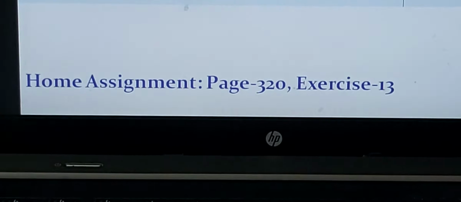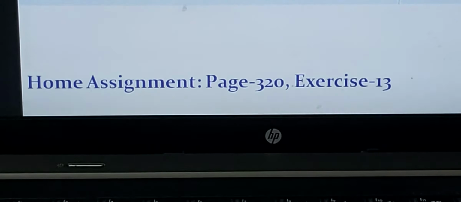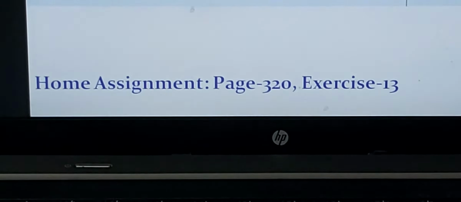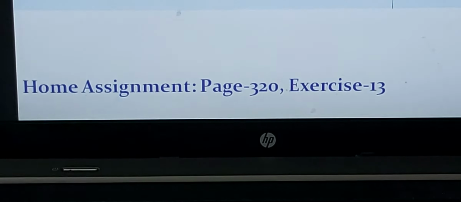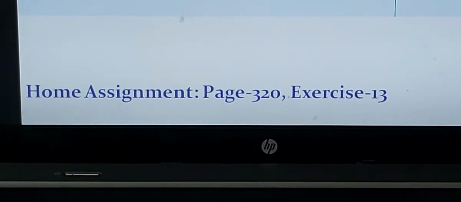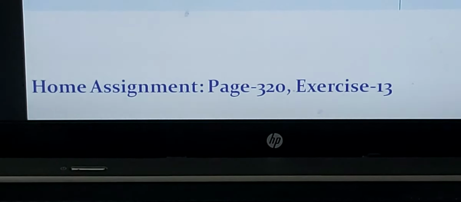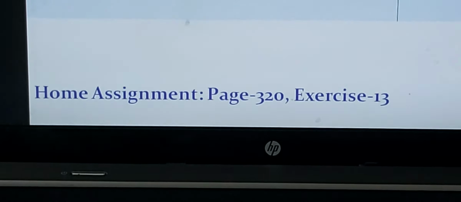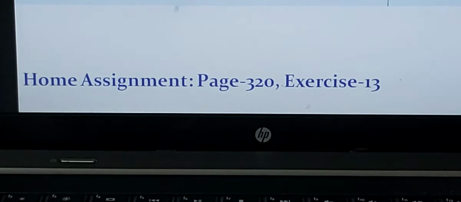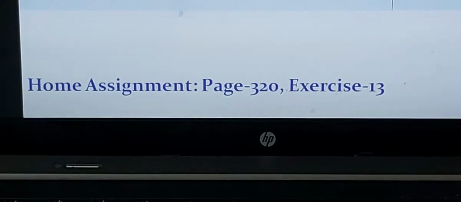Dear boys and girls, it is time to take the new home assignment. Open at page number 320 from your accounting learning workbook level 2. This is exercise number 13. You have to solve it at your home.